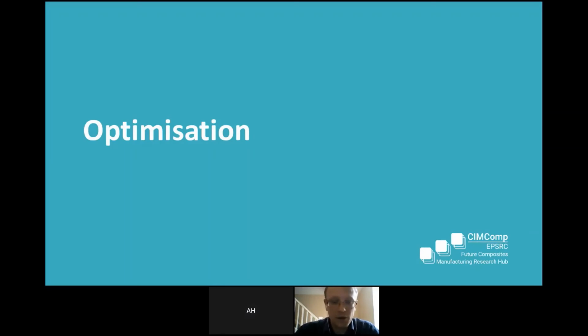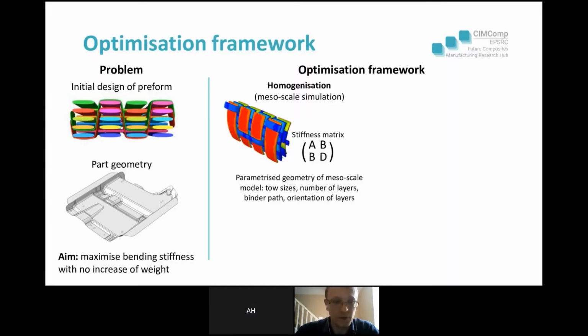So now I'll talk a bit about the optimization routine we use in this project. When we talk about optimization, we have a particular problem in mind. Here we start with a design of a reinforcement and a part geometry. Here it is an automotive floor panel for which we want to maximize the bending stiffness with no increase of weight. In the optimization framework, we start with a parameterized model of the unit cell, where we parameterize tow sizes, number of layers, binder path, and orientation of each individual layer.